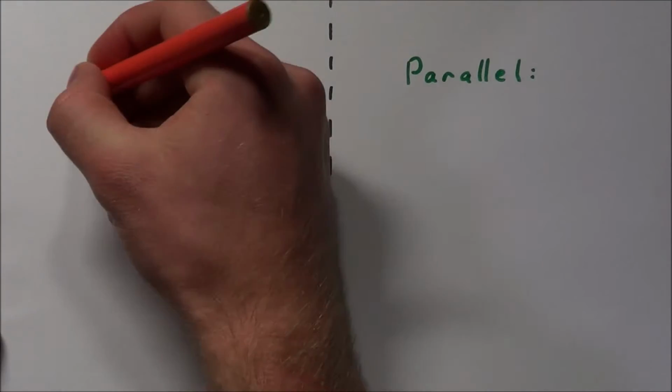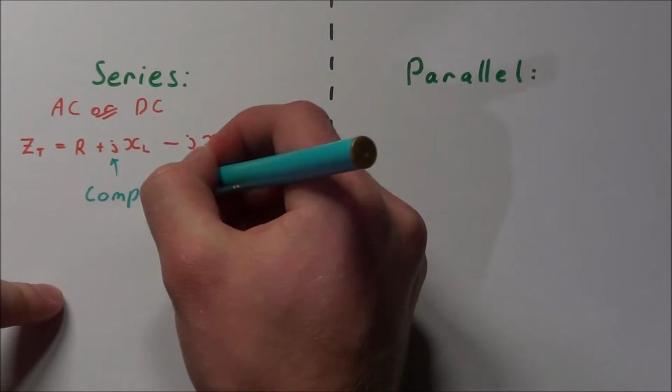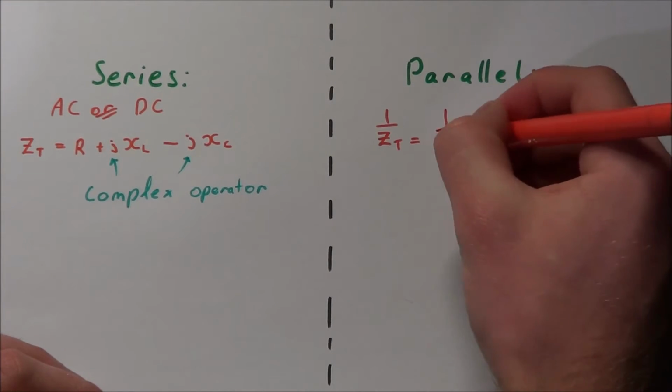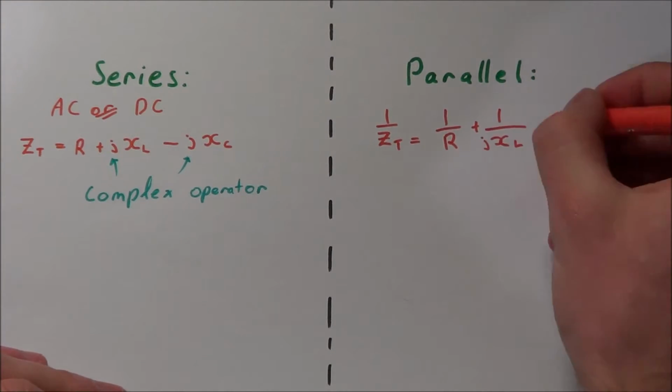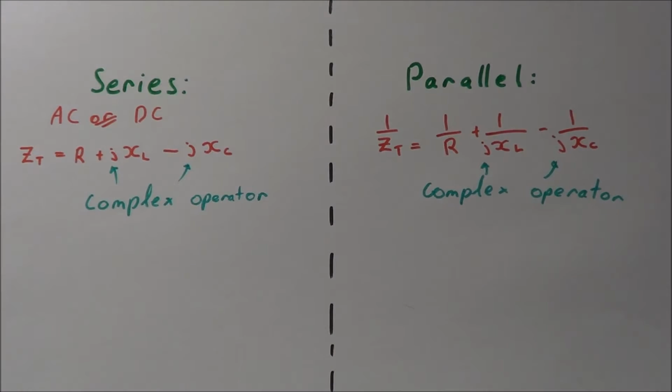In a series circuit, either AC or DC, the total impedance, known as the resistance in DC, is simply the sum of the elements. However, AC does involve the complex operator J. In a parallel circuit, the total impedance is the inverse sum of the elements for both AC and DC. Again, AC involves the complex operator J. An example of both of these will be shown next.